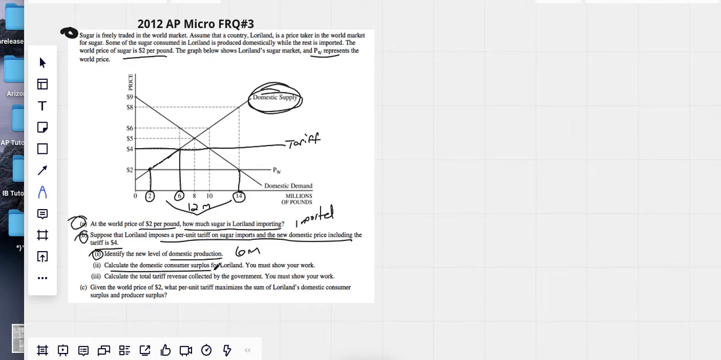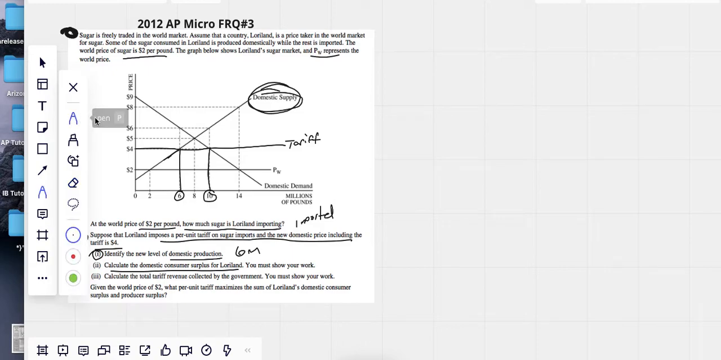Calculate the domestic consumer surplus. Now, this is always a bit tricky because we're just not used to seeing this. But understand that at this tariff price of $4, 10 million will be demanded by our consumers and 6 million will be supplied by our suppliers. So the difference is made up in 4 million of imports. We'll talk about that in just a second.